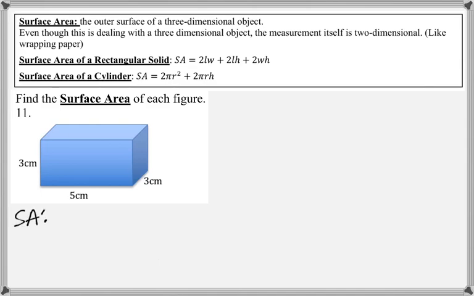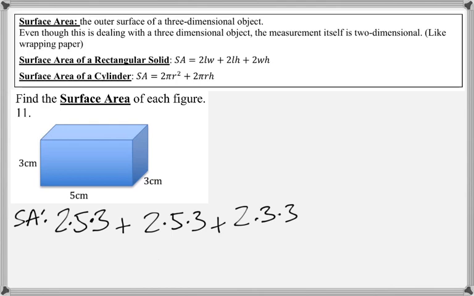So for this question, 2 times the length times the width would be 2 times 5 times 3, plus 2 times the length times the height would be 2 times 5 times 3, plus 2 times the width times the height would be 2 times 3 times 3. So this really is adding up all of the sides of this box. And we put the 2 here because we have 2 sides to account for.